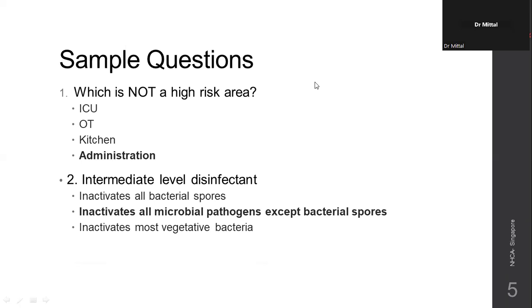Then intermediate level disinfection. Three options are given. What does intermediate level disinfection do? It inactivates all bacterial spores, inactivates all microbial pathogens except bacterial spores, inactivates most vegetative bacteria. So if you have read the chapter, you will know in intermediate level disinfection, all the microbes, pathogens except bacterial spores will be destroyed. For bacterial spores also to be destroyed, you will require high level disinfection. And sterilization as well.